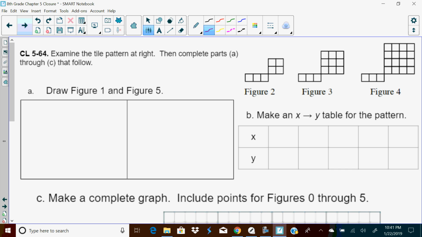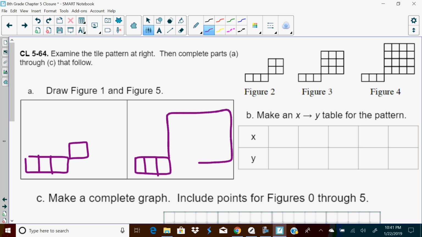Problem 64, examine the tile pattern at right and then complete parts A through C that follow. So here's my tile pattern. It says draw figures 1 and 2. So I noticed that it's increasing by the square each time, but the 3 stays the same. So in figure 1, I would have just had a block off of it. In figure 5, I would have had a 5 by 5. So it would look like that.